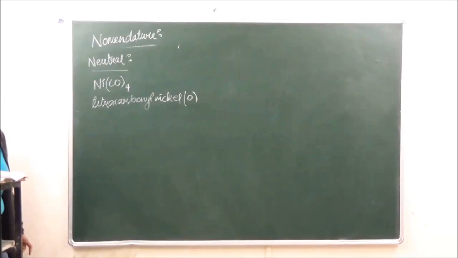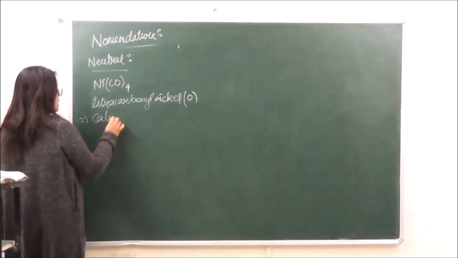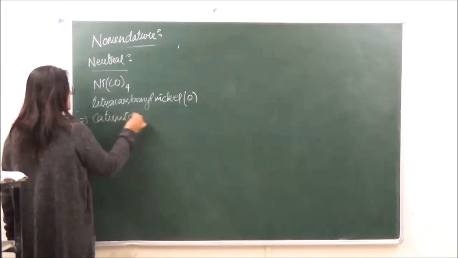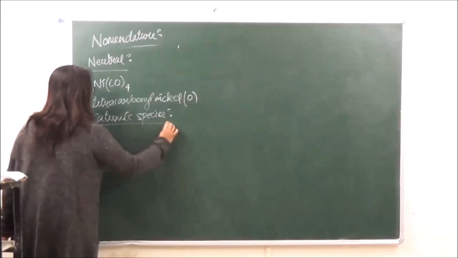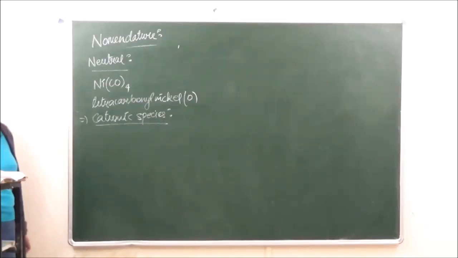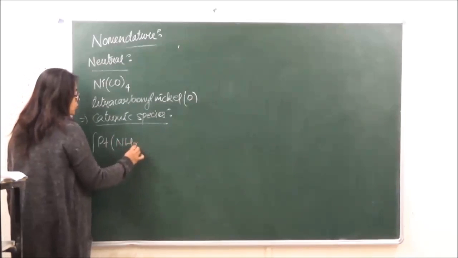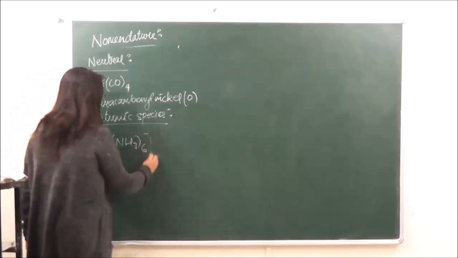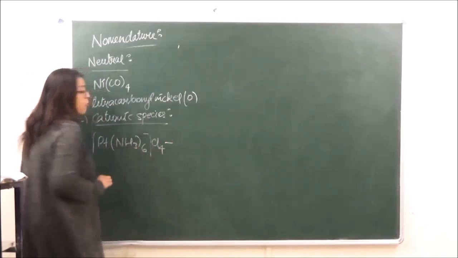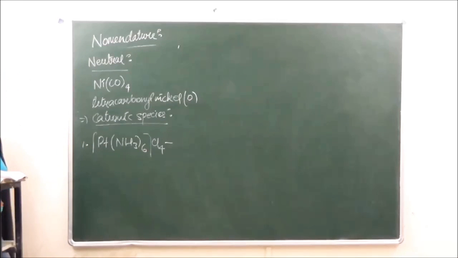So these are the rules. Let's do a few examples over here. First of all, we are going to take the coordinate entity as a cationic species. I am doing a few examples; the rest of the practice you need to do on your own. So we have platinum NH3 whole 6 Cl4. This is the first compound. How are you going to name it?